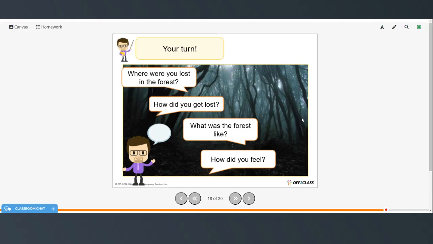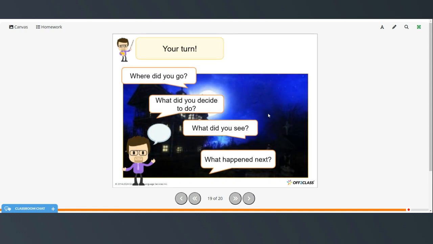All right, so now talk about a time when either you were lost or just another time when you were afraid. It doesn't have to be in the forest or maybe just lost somewhere or just a scary situation. So think about, where did this happen? How did it happen? What was it like, the place that you were lost in? And how did you feel when you were lost? And be sure to speak aloud.